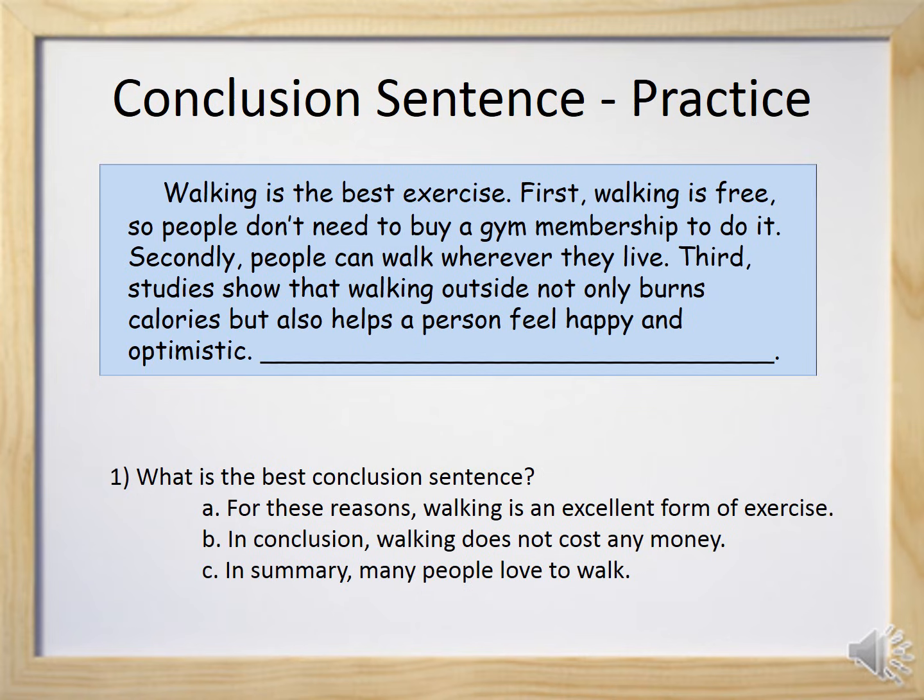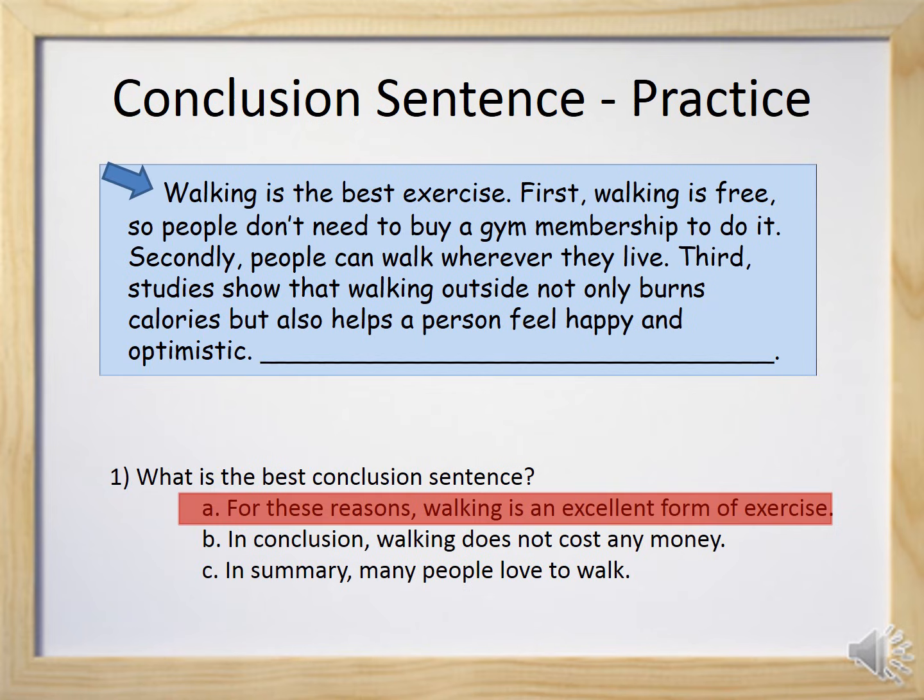Now let's check our answers. Number 1, what is the best conclusion sentence? The answer is A. For these reasons, walking is an excellent form of exercise. How do we know that this is the correct answer? Because this conclusion sentence most closely matches the main idea in the topic sentence, walking is the best exercise. The main ideas are similar, but they use different words.